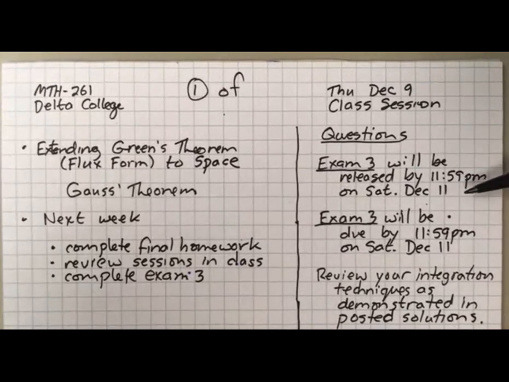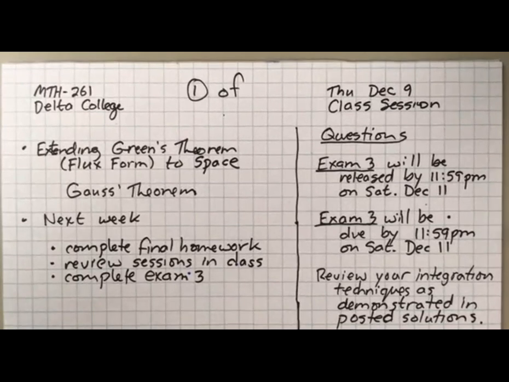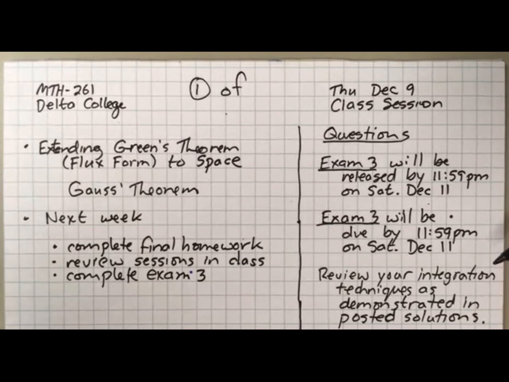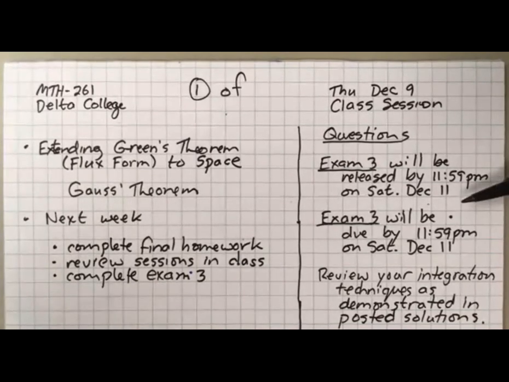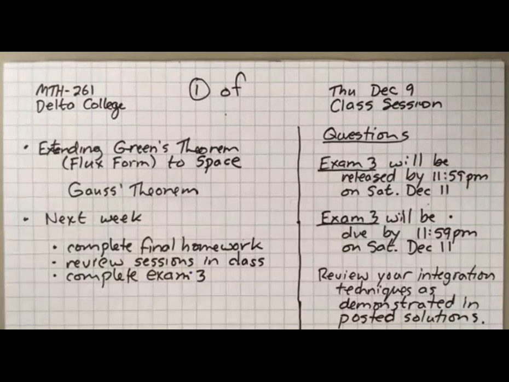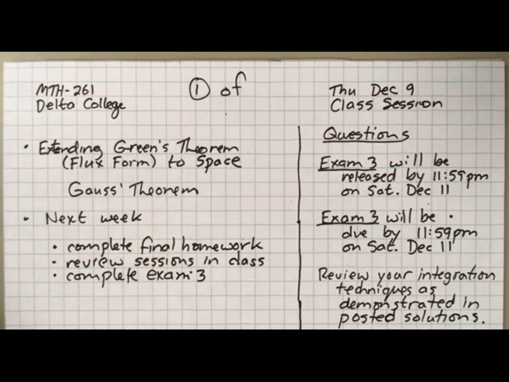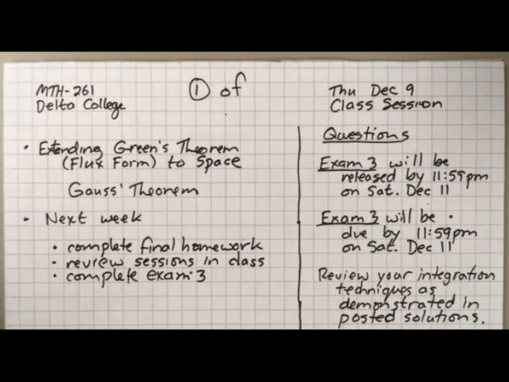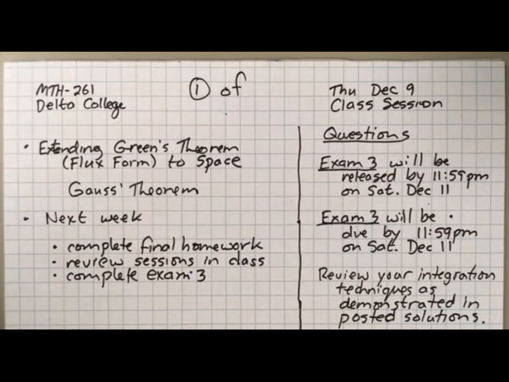Exam three will be released by 11:59 p.m. on this Saturday, which is December 11. It will be due 7 days later in the ordinary fashion. On our website, there's the Dropbox link. You will be working on your last two homework problems at the same time. Let's pull that up and share with you. They'll be due Tuesday of that week, which is December 14.